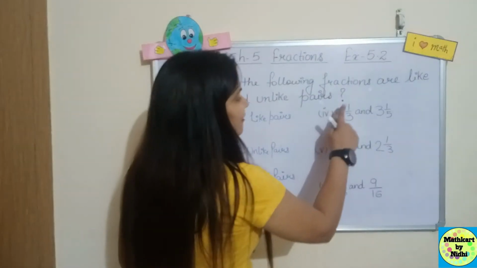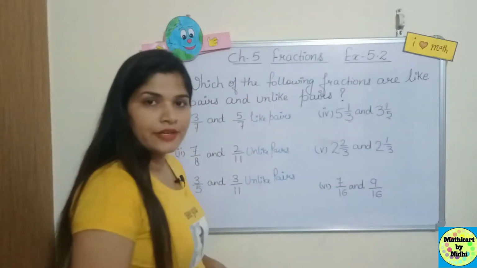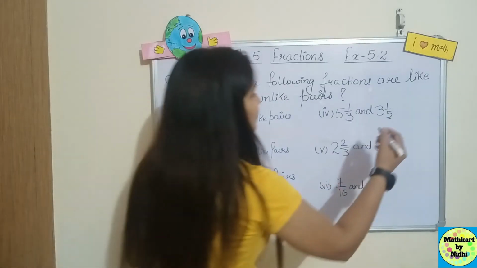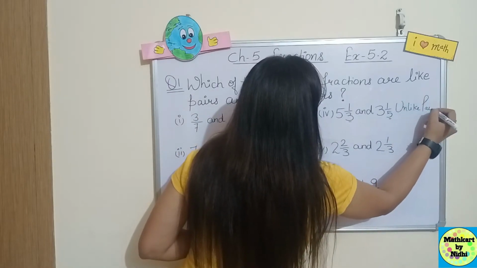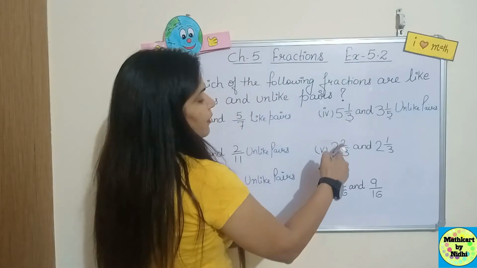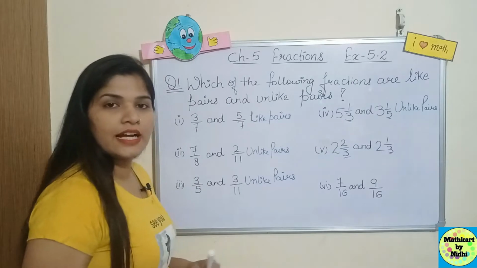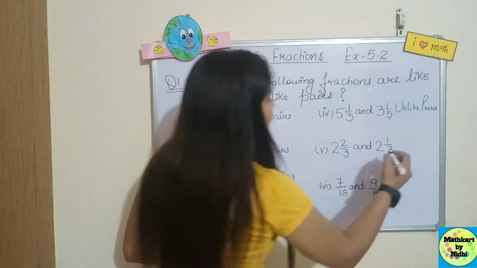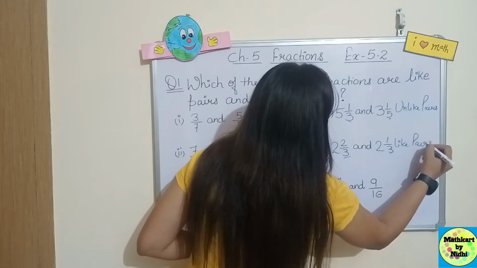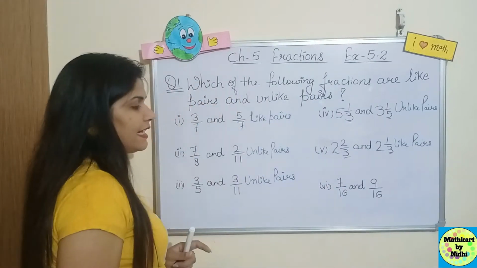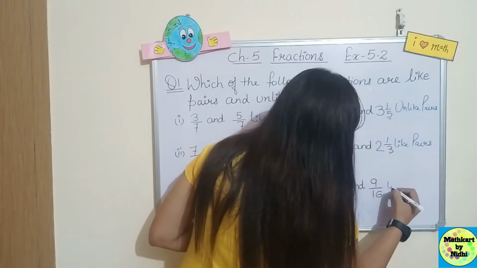Fourth part, 5 1/3 and 3 1/5. 3 and 5, these are the denominators. These are different, so they will be unlike pairs. 2 2/3 and 2 1/3. 3 and 3, these are the denominators. So they will be like pairs. 7/16 and 9/16. Guesses? Correct. These are like pairs.